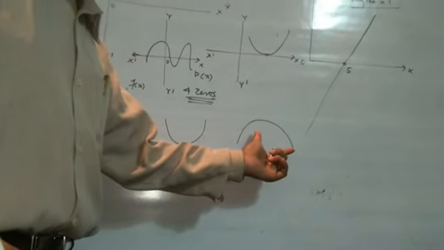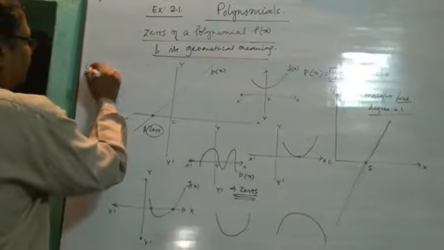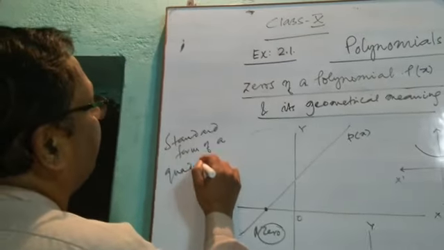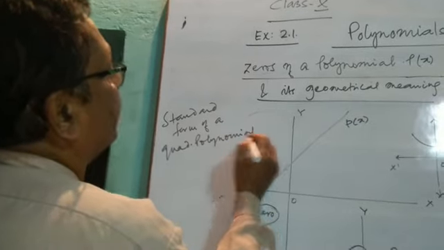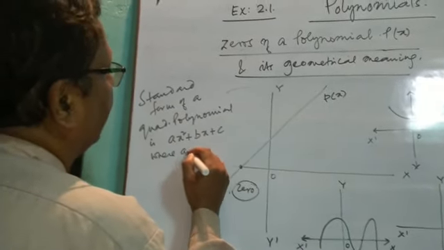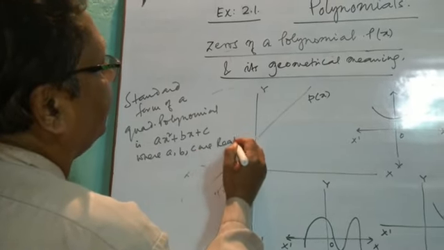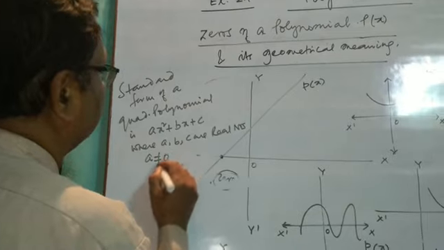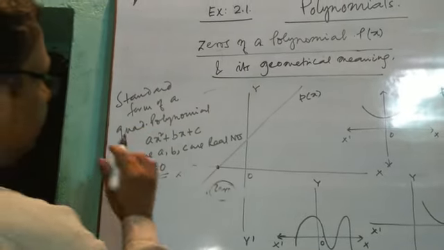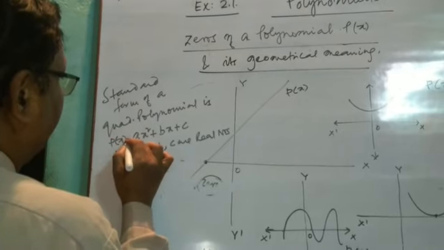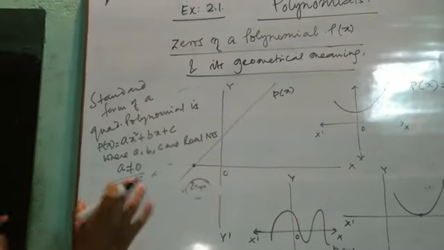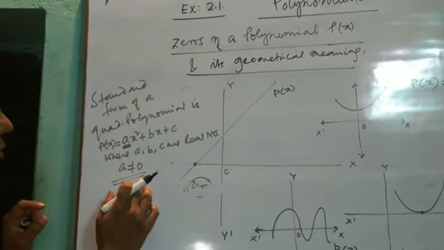This is also a quadratic polynomial. The standard form of a quadratic polynomial is ax squared plus bx plus c, where a, b, c are real numbers and a is not equal to 0. So the standard form of a quadratic polynomial is p(x) equal to ax squared plus bx plus c, where a, b, c are real numbers and a not equal to 0.